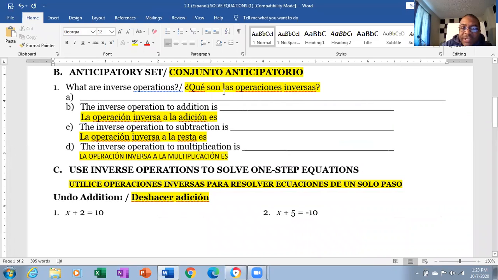Anticipatory set. Now look, if I just went over something and it didn't make sense, play that part of the video again. Just rewind my portion of the video. Play it again, okay? Just play it again.